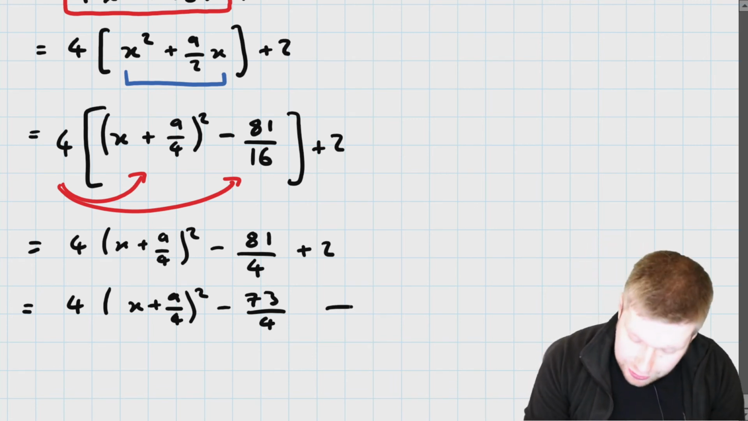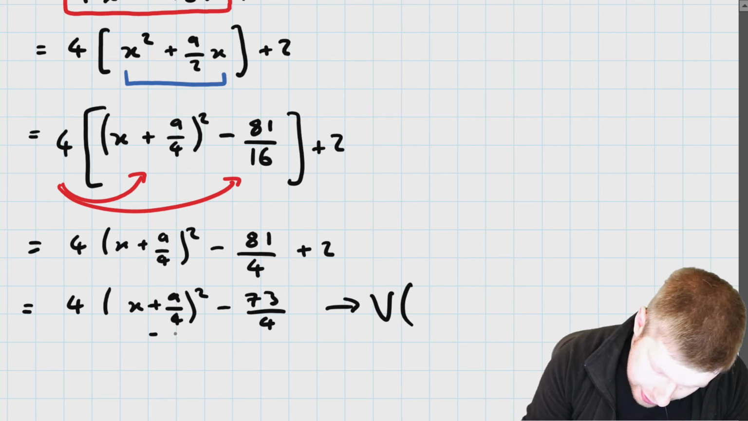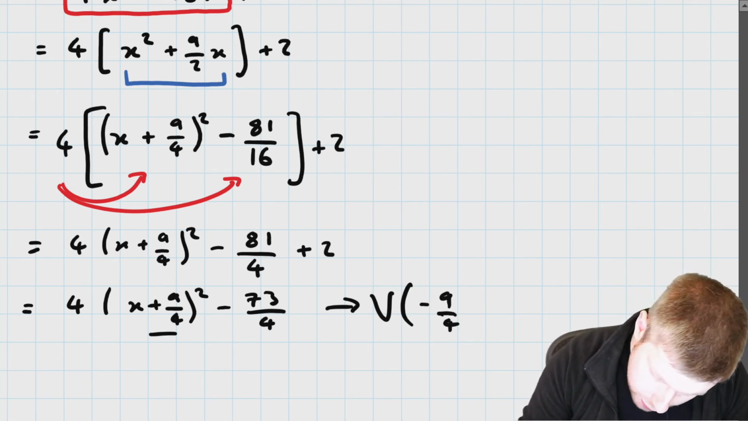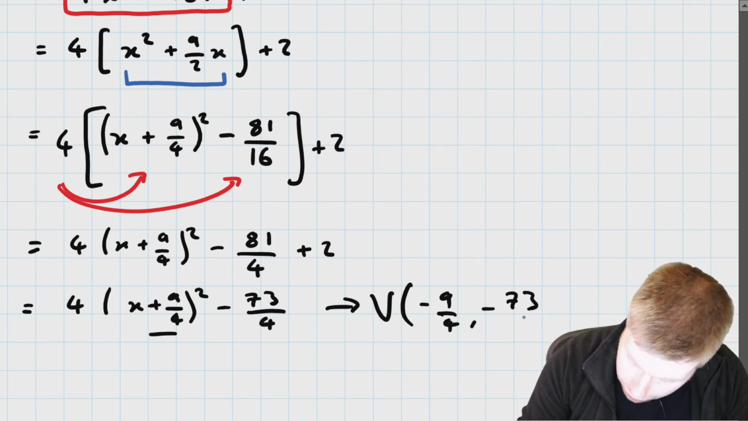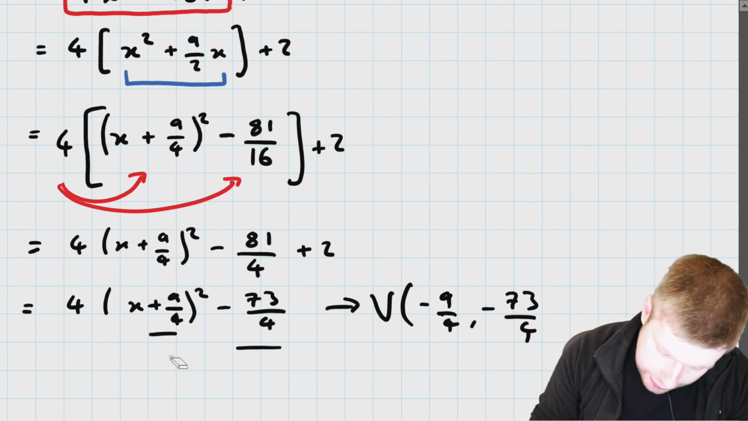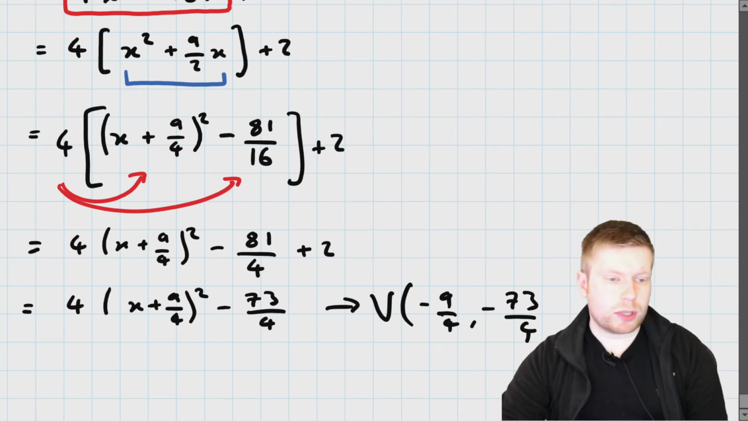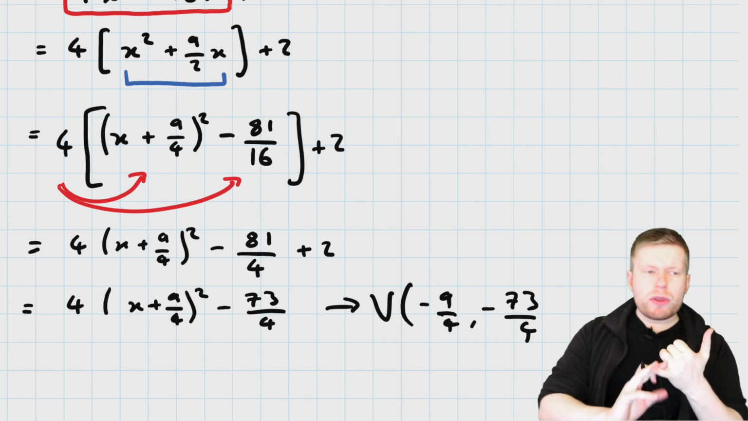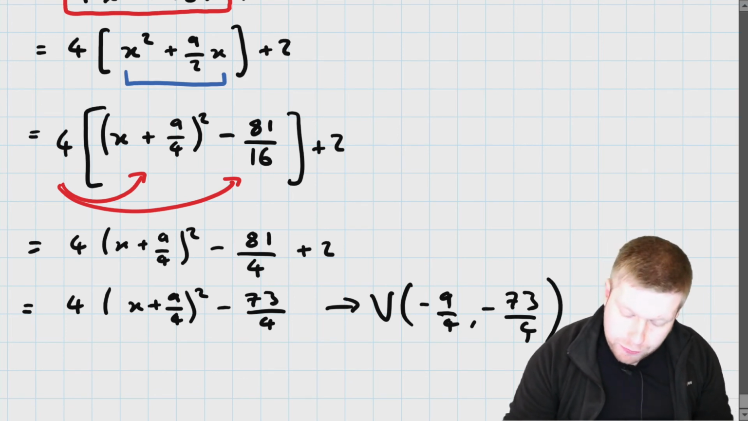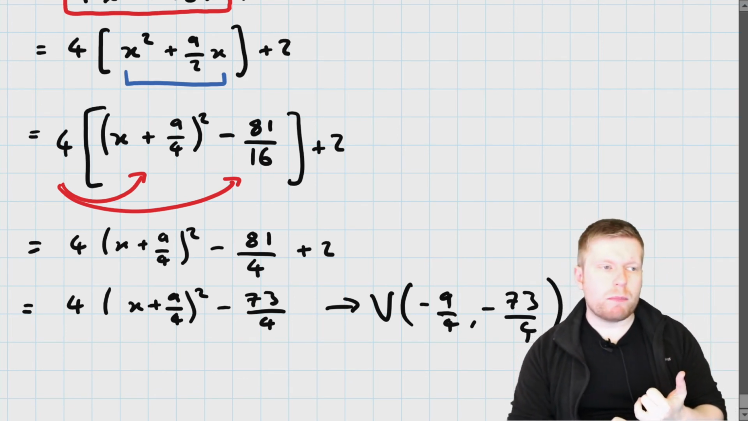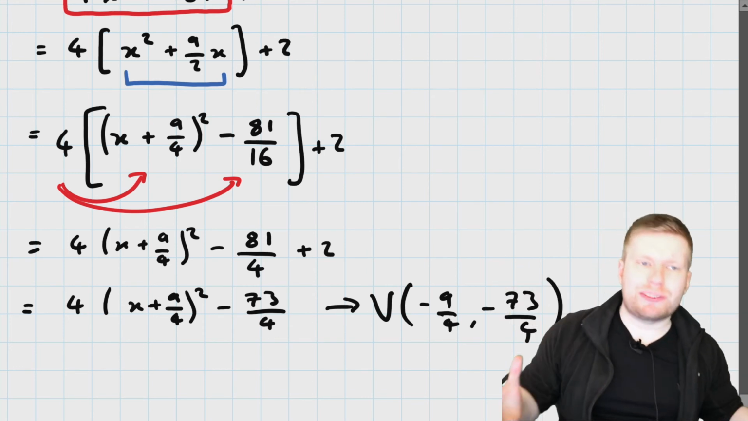All right, fine. So where's the vertex? Well, the vertex is just going to be negative 9 over 4 and then negative 73 over 4. I'm just reading that off directly from that completed square format. So that's dealt with the first thing that I had a problem with before. The first thing was, how do I actually find the vertex of a parabola?